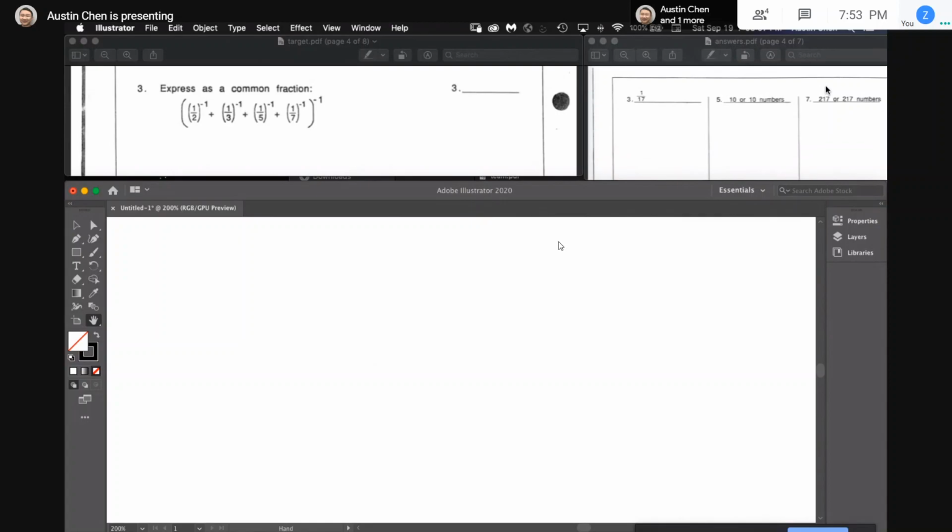We want to express this as a common fraction. It might seem a little bit daunting at first, but it shouldn't be too bad. So, let's talk about negative and fractional powers, if you guys don't already know. Hold on, let me write this out first.